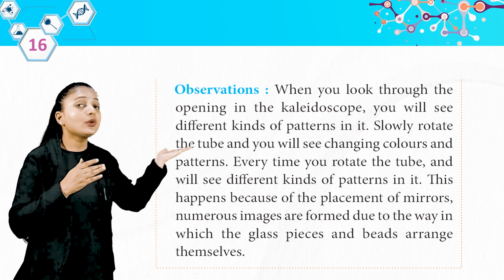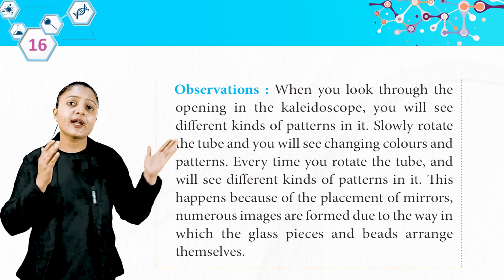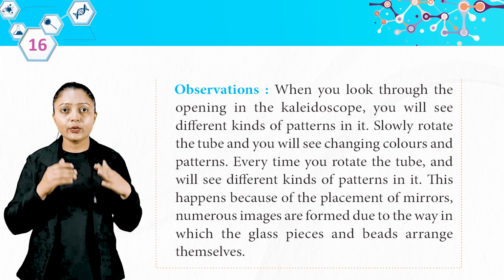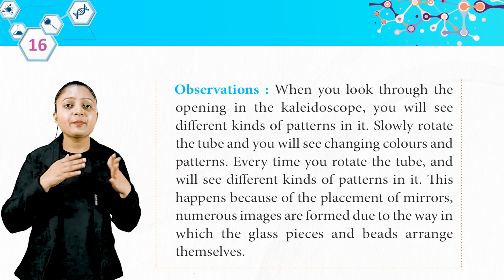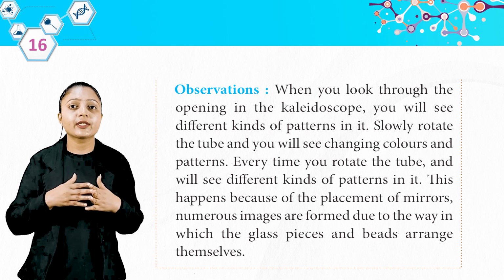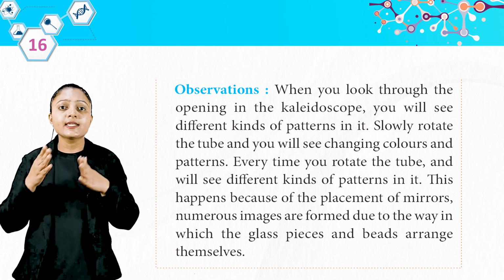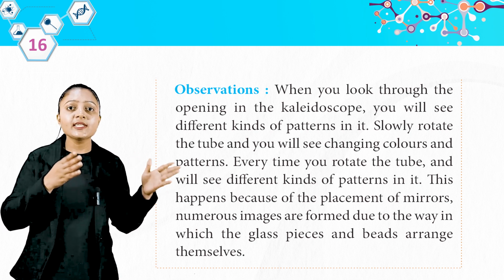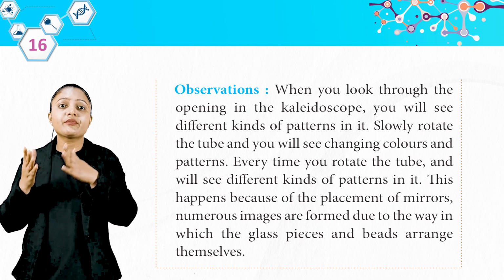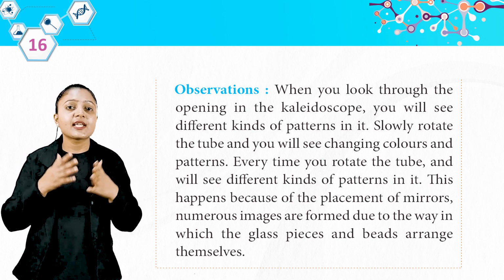Observation. When you look through the opening in the kaleidoscope, you will see different kinds of patterns in it. Slowly rotate the tube and you will see the changing colors and patterns every time you rotate the tube. This happens because of the placement of mirrors. Numerous images are formed due to the way in which the glass pieces and the beads arrange themselves.